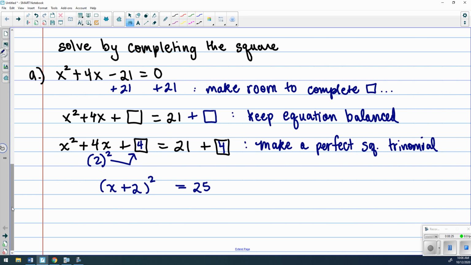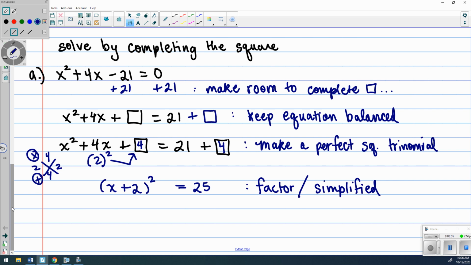So this, you're just factoring. You're thinking, what two numbers multiply to 4 and add to 4? You are thinking. I hope you're not writing, because that's going to be a waste of your time. 2 and 2. So x plus 2 quantity squared. Here, I factored and simplified. I factored the left-hand side, and I simplified the right-hand side.